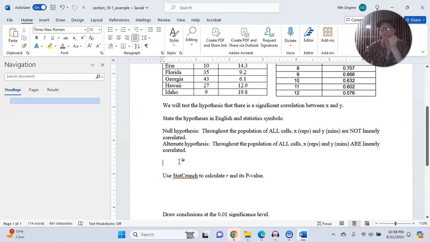All right, now to express this in statistics symbols, of course, we abbreviate null hypothesis with H0, and then throughout the population, the correlation would be that Greek letter rho. So if X and Y are not correlated, rho would be 0, and alternately it would not be 0.